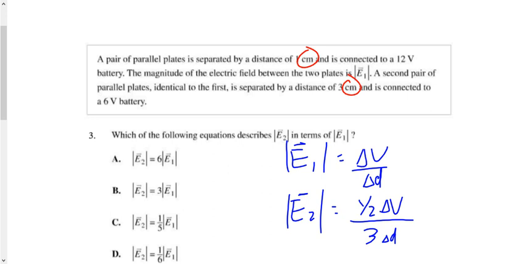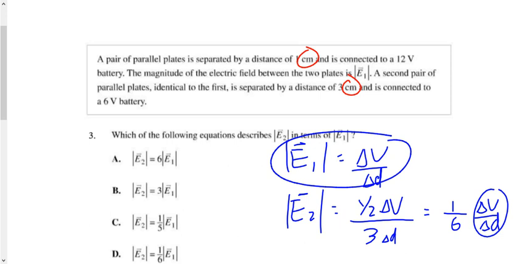Those of you who calculated the value of the field, is that okay? 1/2 divided by 3 is 1/6. And delta V over delta D is my original field. So it becomes 1/6 of E1, 1/6 of my original field. You would have absolutely got the same answer if you calculated the electric field for number 1, the electric field for number 2, and then simply divided the two of them.